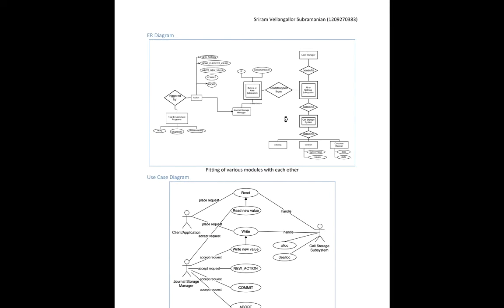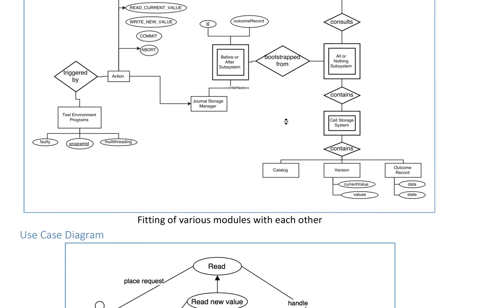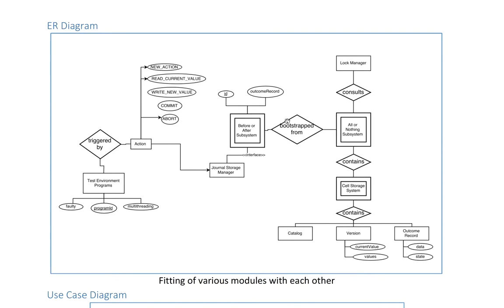Next, I would explain the ER diagram. This is how I explained how the modules are connected with each other. This is in compliance with the system architecture. As outlined earlier in the system architecture, the test environment programs, which include the faulty as well as the regular programs, as well as the multi-threading, trigger an action which would be one of five cases, that is new action, read current value, write new value, commit or abort.